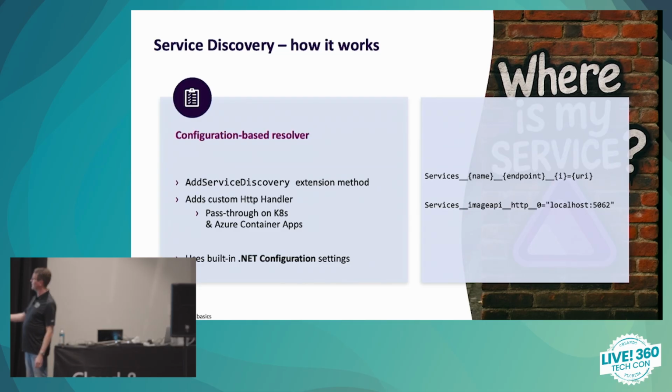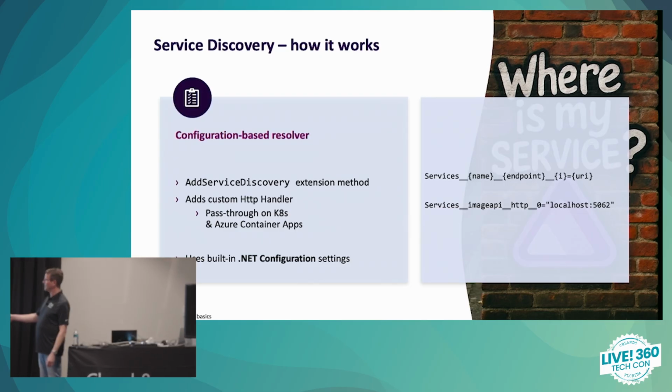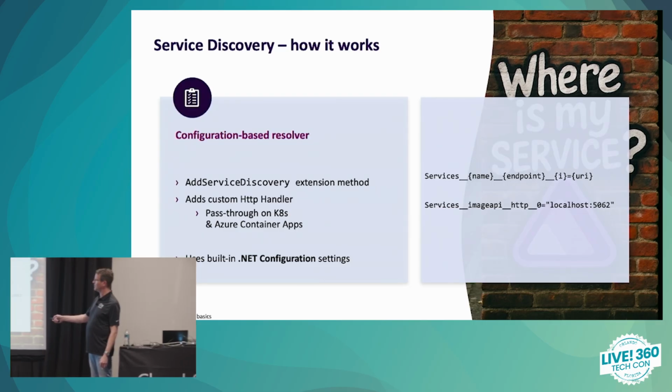So you have a template here saying, okay, this is the way services need to be annotated. So you have a service discovery section first, named services. Then you have the name of your resource, in my case an image API, or it could be something else. Then a named endpoint, so it could be HTTP or HTTPS or whatever you prefer. You can also put your own name here. And then the 0 means that you can have one or more entries. So you could have a localhost 5062 and example.com 443, so whatever you please. So you can have multiple entries.